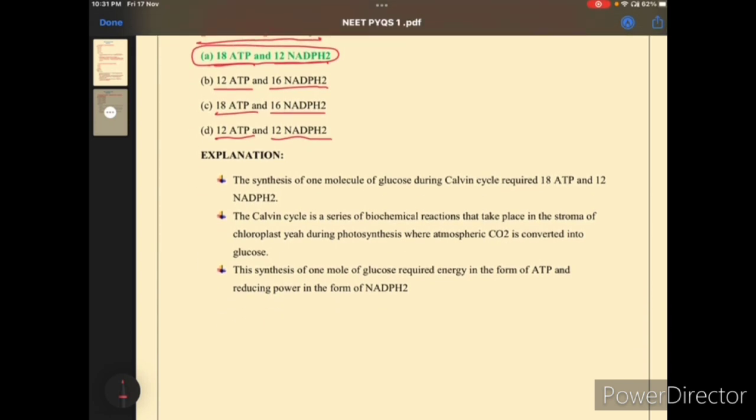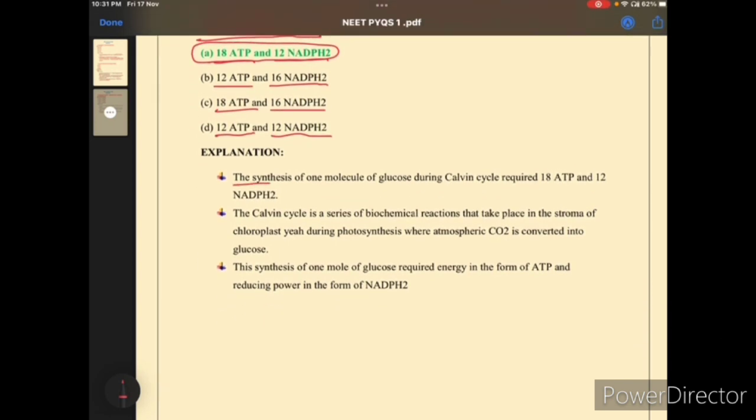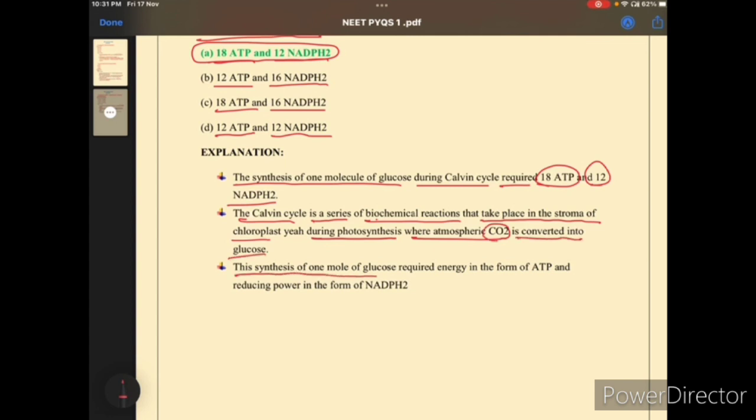The synthesis of 1 mole of glucose during the Calvin cycle requires 18 ATPs and 12 NADPH2. The Calvin cycle is a series of biochemical reactions that take place in the stroma of chloroplast during photosynthesis, where atmospheric CO2 is converted into glucose. This synthesis of 1 mole of glucose requires energy in the form of ATP and reducing power in the form of NADPH2.